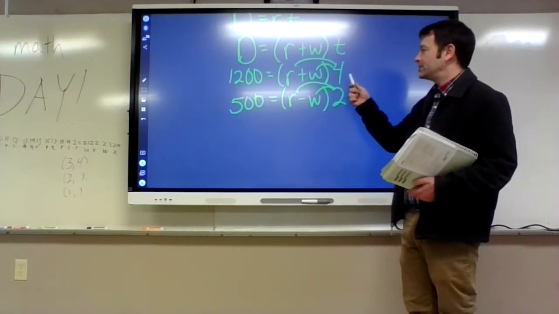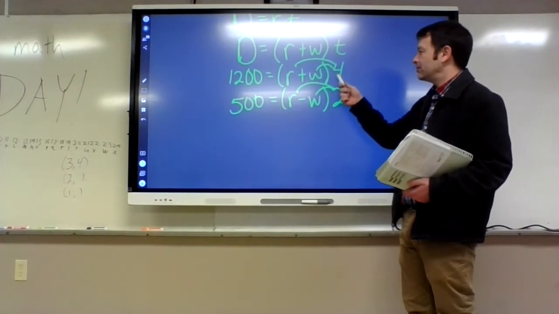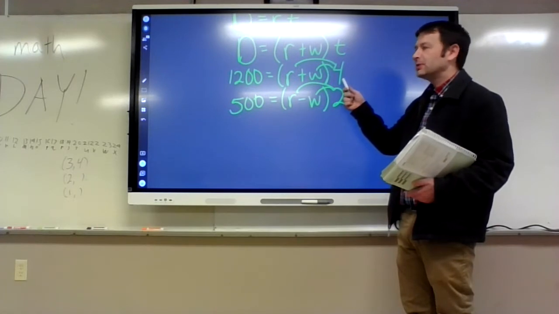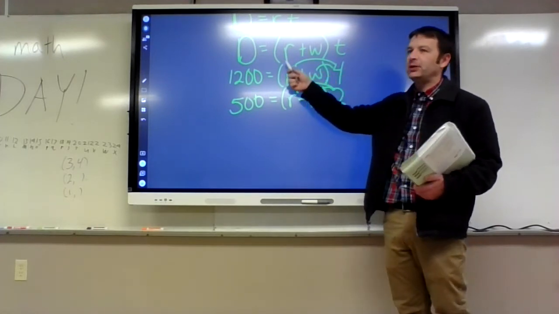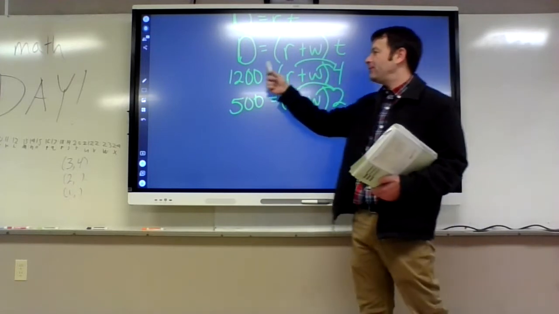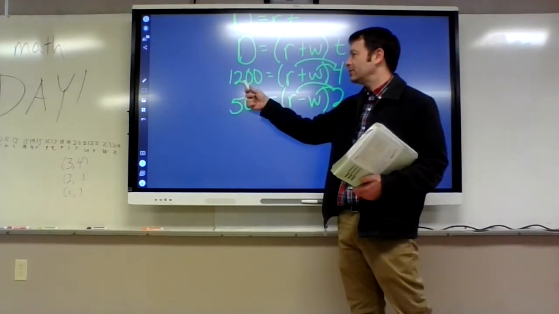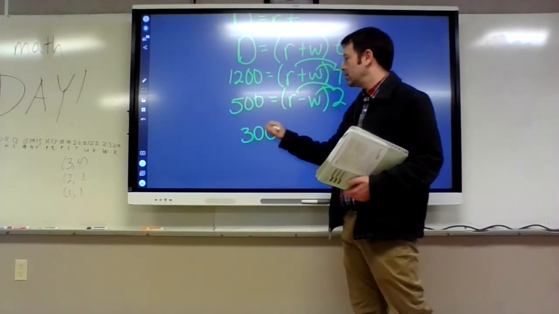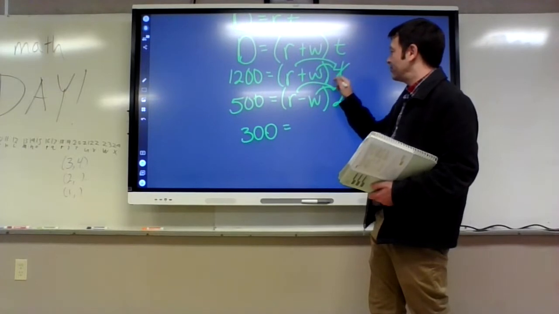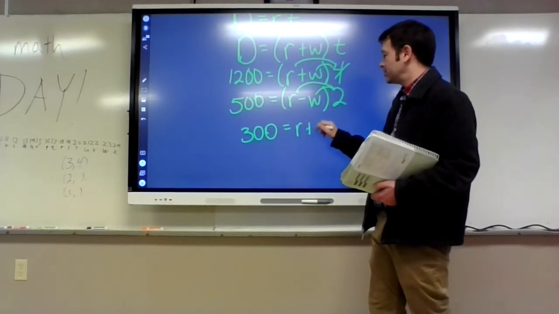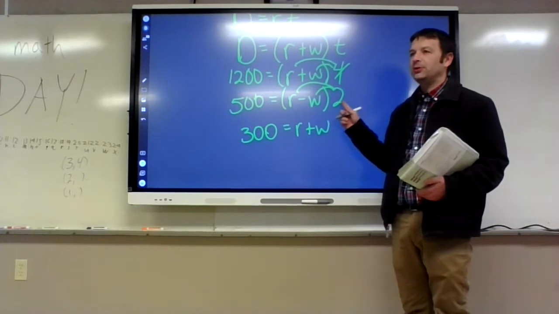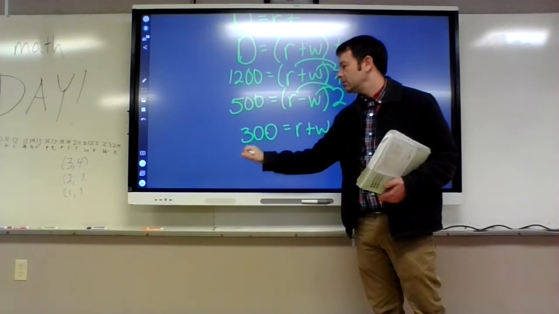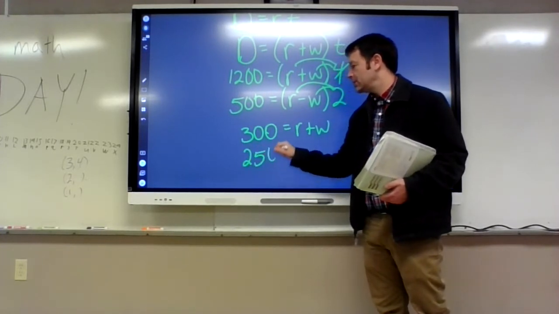But probably the easiest way to solve these is to get rid of the 4 and the 2. How do you think I could get rid of the 4? Divide by 4, because 4 is being multiplied. So if I divide by 4, what's 1200 divided by 4? 300. And if I divide this side by 4, it just goes away, so I get R plus W. And on this one, I'm going to divide by 2, so I get 250.